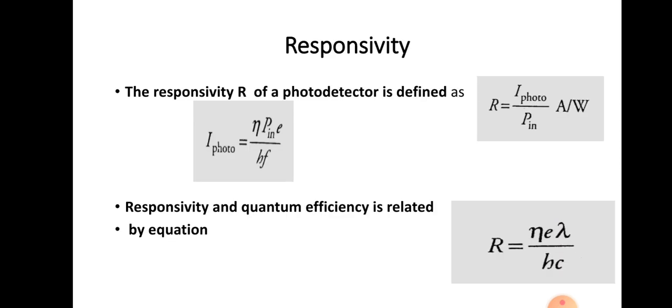Next is the responsivity. The responsivity R of a photodetector is defined as R is equal to I photon, that is the photocurrent, divided by P in, that is the power of the incident light. So R is equal to I photon divided by P in, and we know that the photocurrent will be equal to eta into P in into e divided by h into f. So responsivity and quantum efficiency are related by the equation R is equal to eta into e into lambda divided by hc.